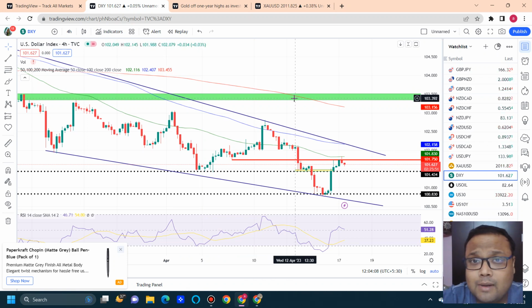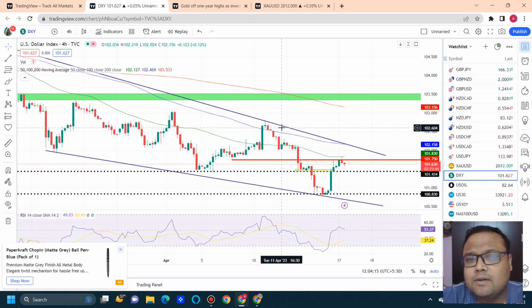There's no news in the market today. If you look at the economic calendar, you'll see that today there is no news. By the US session, there may be some volatility in the market and we may get to see some move. But right now, the market is more or less silent.